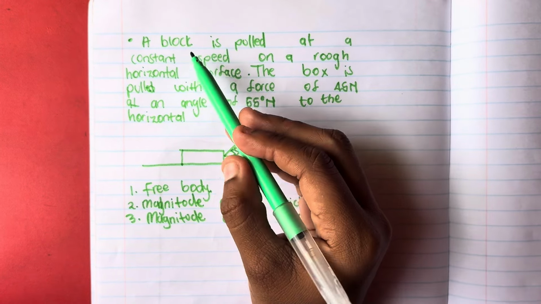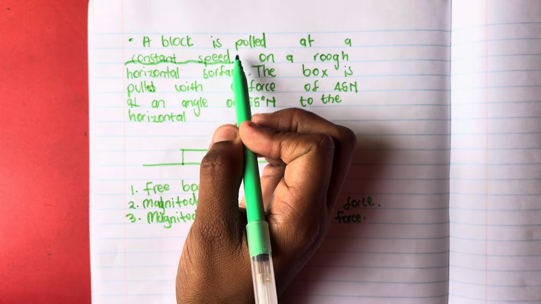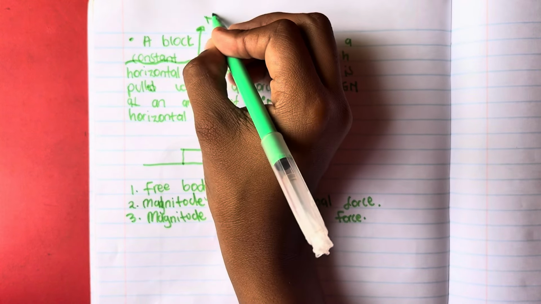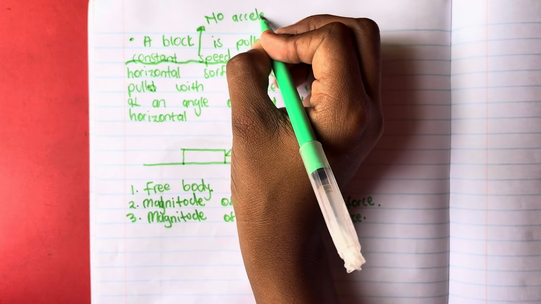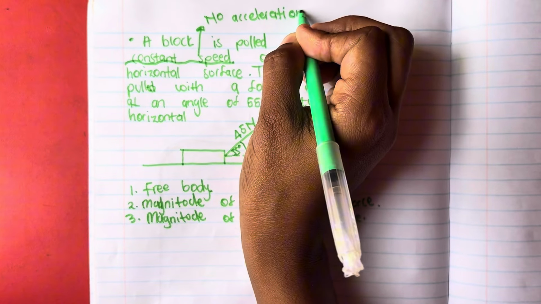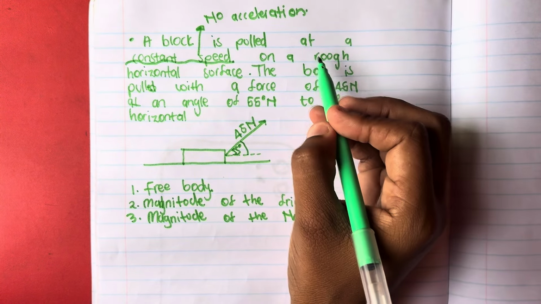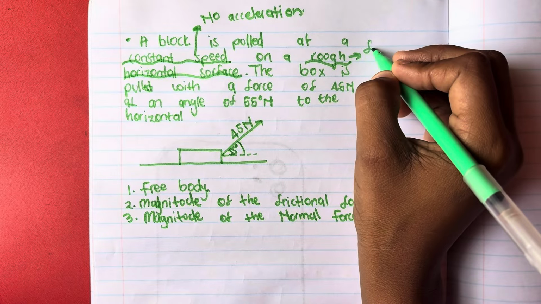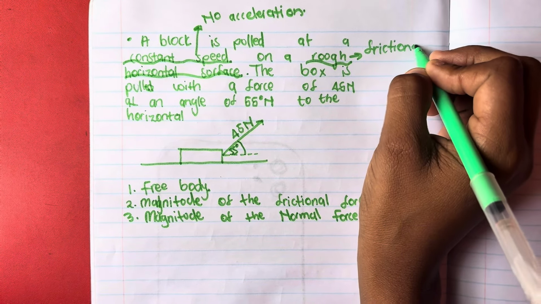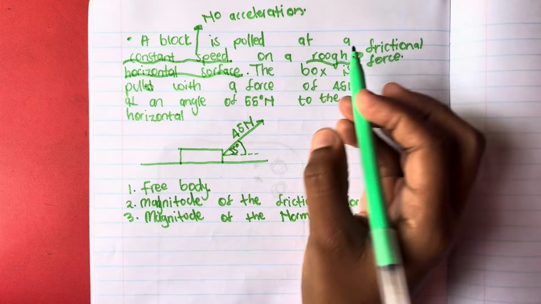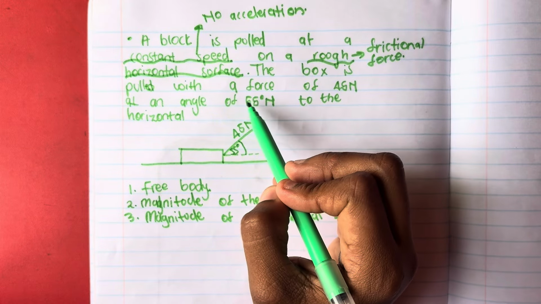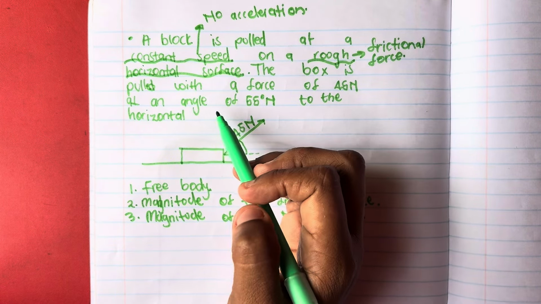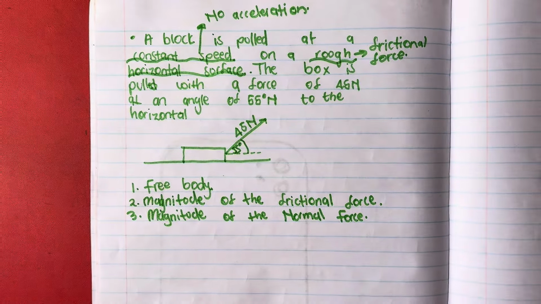A block is pulled at a constant speed. We know that once we see the terms constant speed, it means what? It means that there's no acceleration, right? On a rough horizontal surface, what does it indicate? It indicates the presence of frictional force. And the box is pulled with a force of 45 N, which has been indicated over here at an angle of 55 degrees to the horizontal.